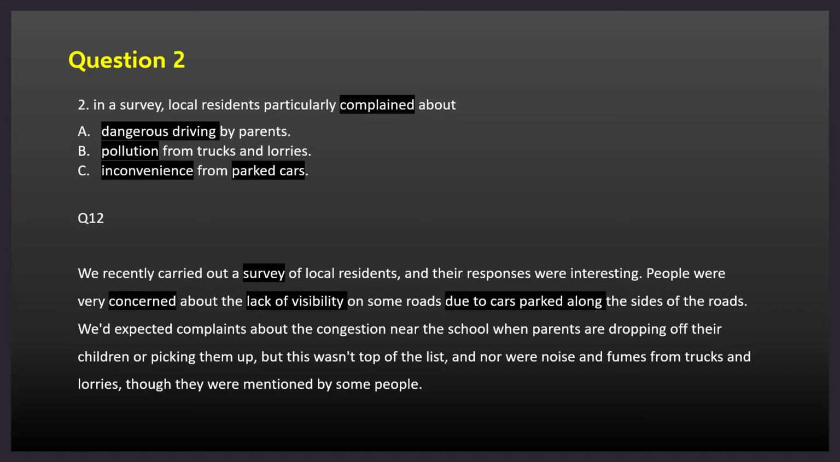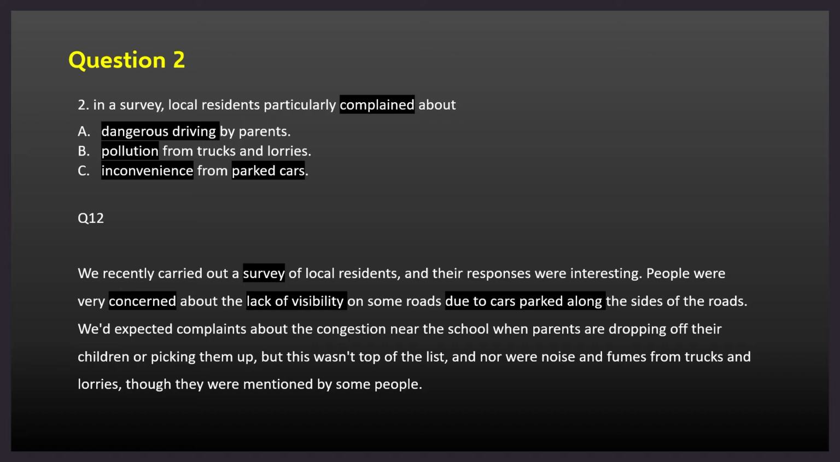Their responses were interesting. People were very concerned about the lack of visibility on some roads due to cars parked along the sides of the road. Now, here the word concern is the synonym or paraphrase of complain. As we discussed before, you will not hear the exact word like what people are complaining is that. No. So, concerned about is like complain about. Lack of visibility, okay, that's something to keep in mind. Due to cars parked along the sides of the road.